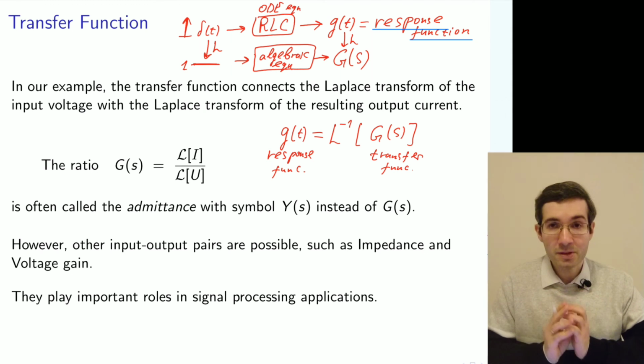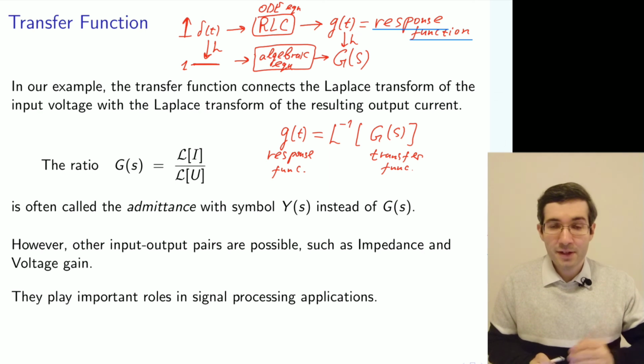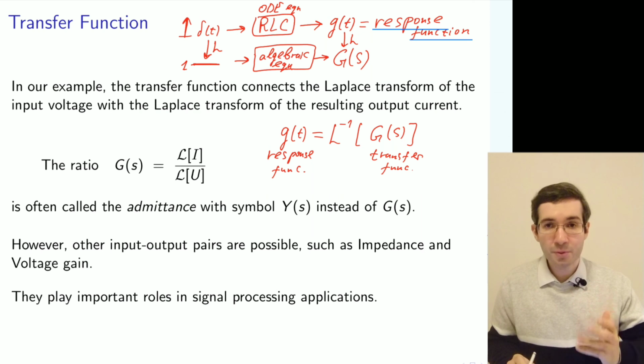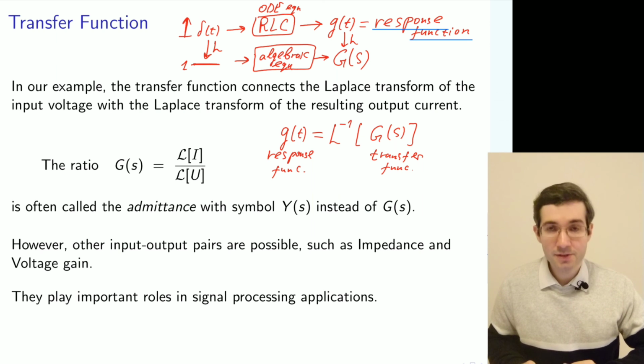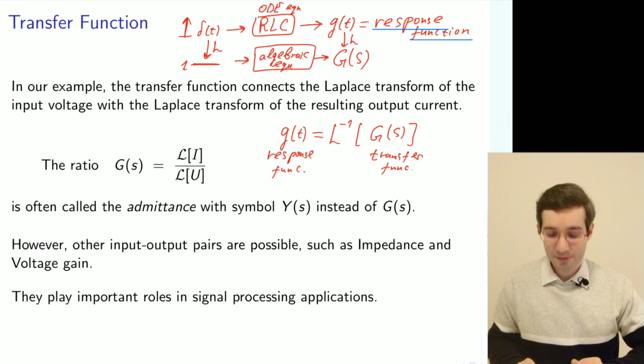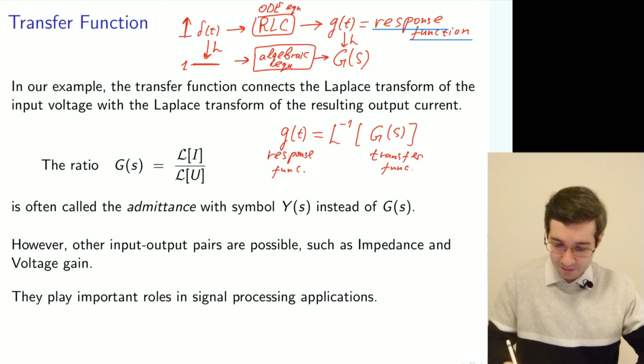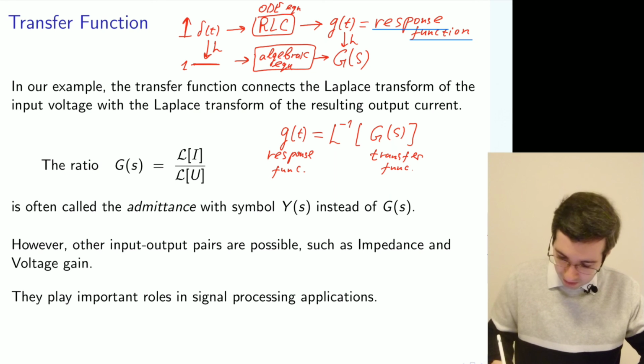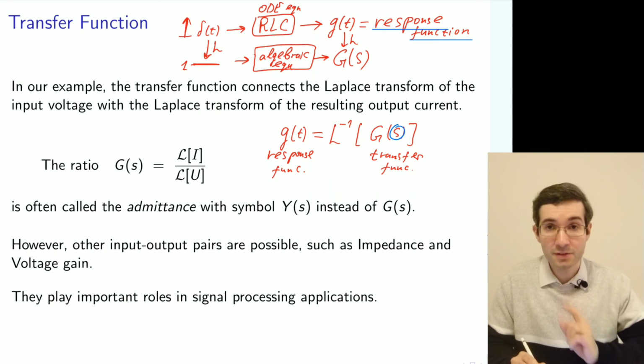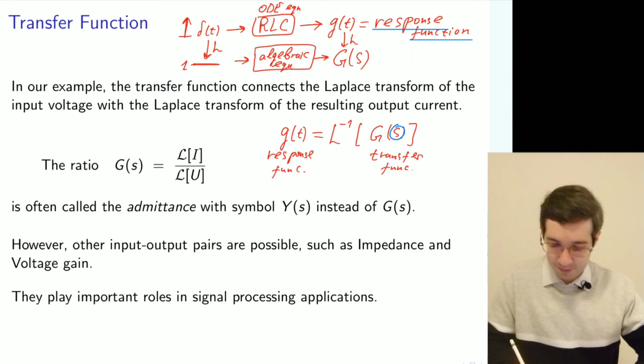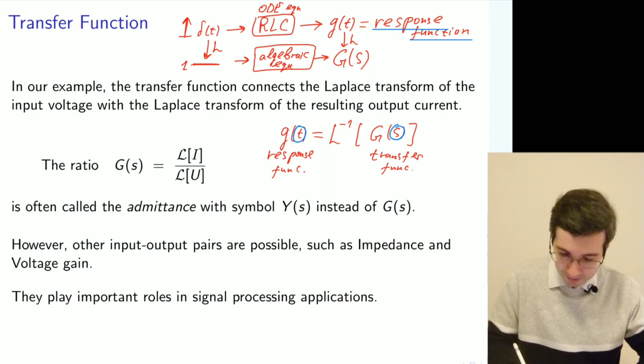So now you know how to find a transfer function of an electric circuit and how to find a response function of an electric circuit. And the difference is that the transfer function will depend on s, while the response function is actually a physical response to a unit impulse, depending on time.